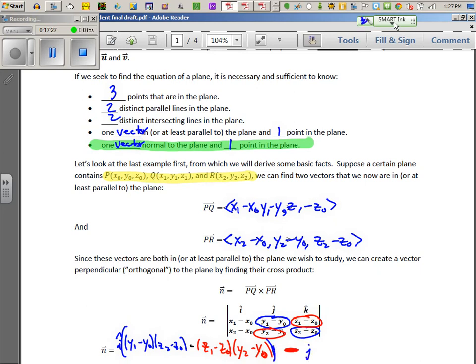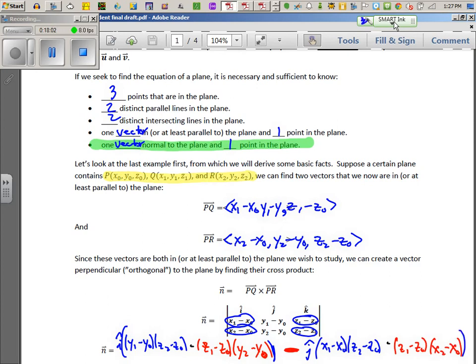And then we get on to the j. For the j, we're going to be using these four, everything that isn't in the j column. So basically it's x1 minus x naught, z2 minus z naught, minus z1 minus z naught, x2 minus x naught. And that's our second component.